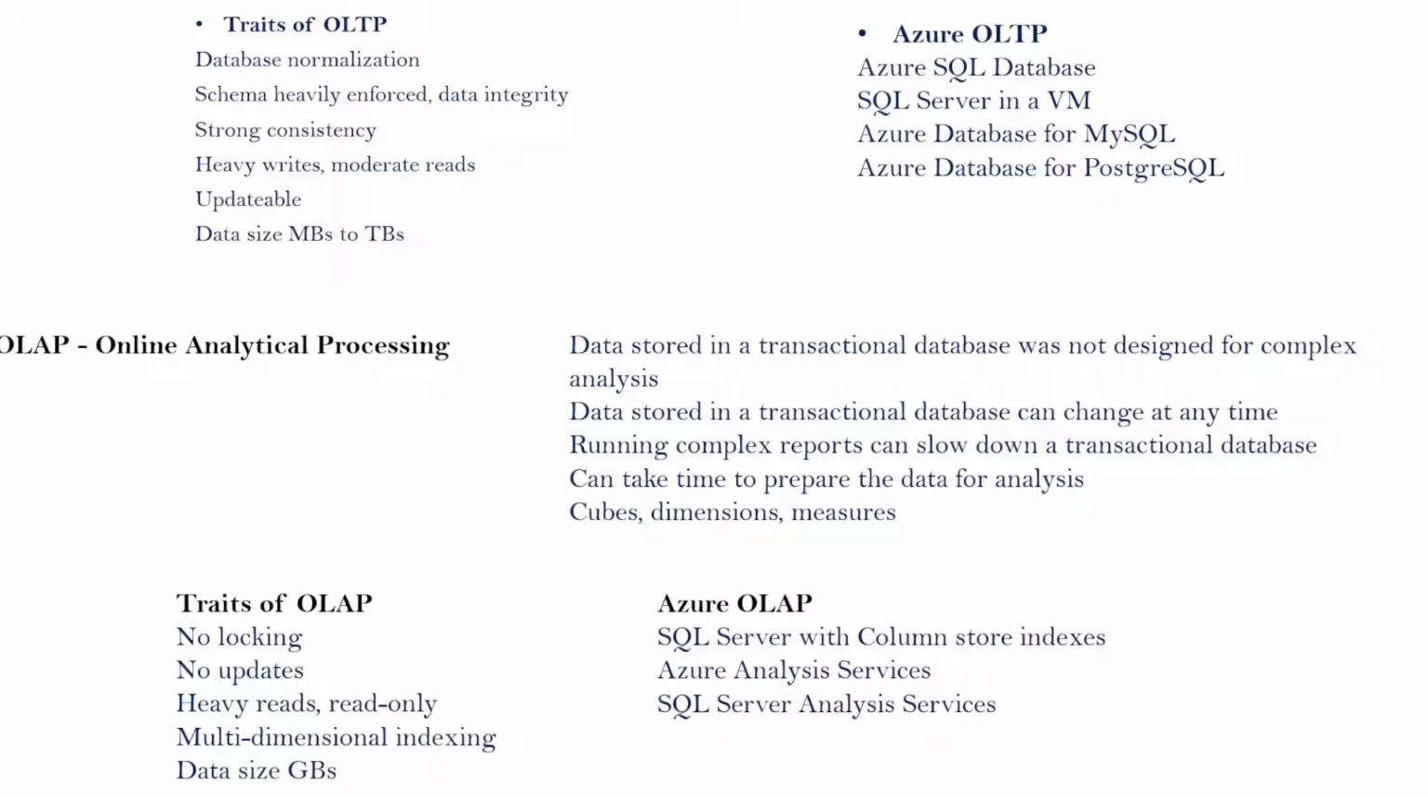So the features of OLAP: no locking, no updates, heavy read only, multi-dimensional indexing, data size up to GB. I'll quickly go through it. No locking means the database is not required to lock, and data should not be logged. If an analytics person has to retrieve data using complex queries, and any locking is there, that does not make any sense.